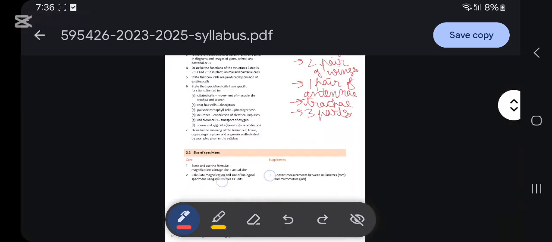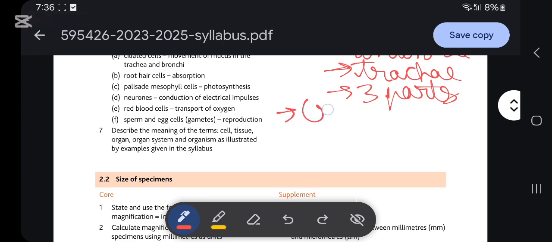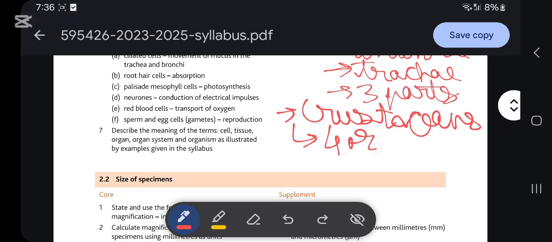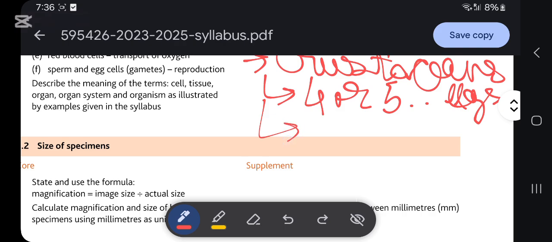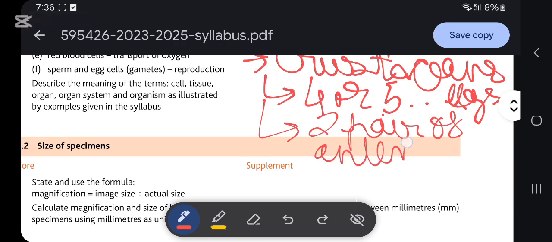Now looking at the other arthropod, crustaceans. How many pairs of jointed legs do they have? They have 4 or 5 pairs of jointed legs. I'm sorry, I'm writing very fast. They have 2 pairs of antennae, and you can also remember that their exoskeleton is calcified to form a carapace.